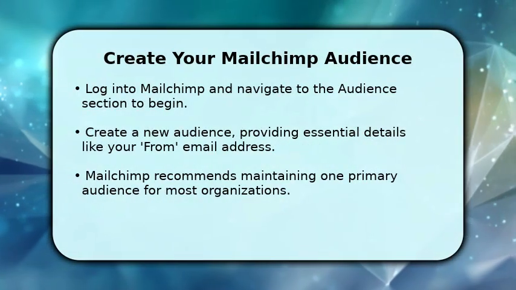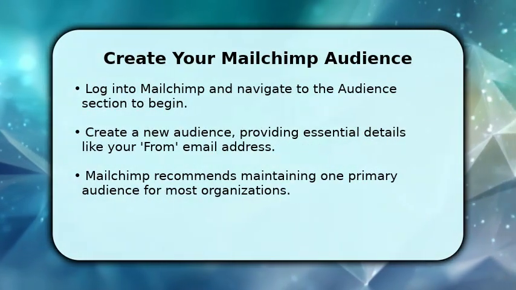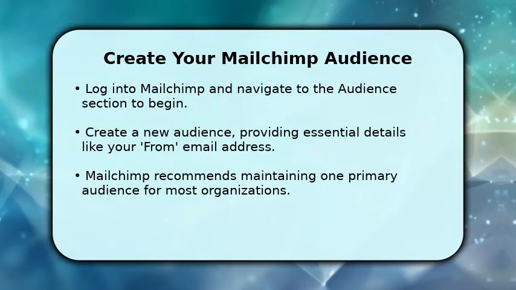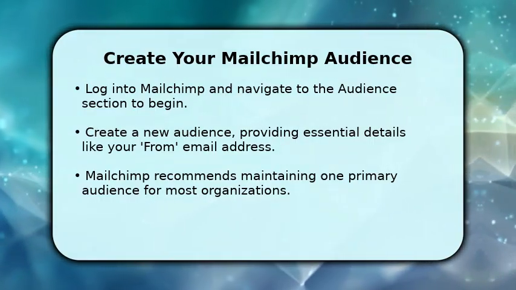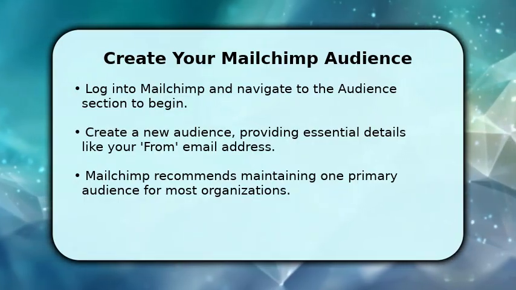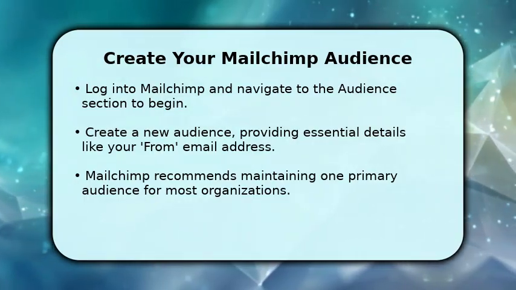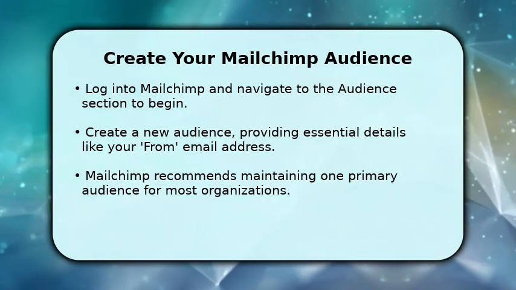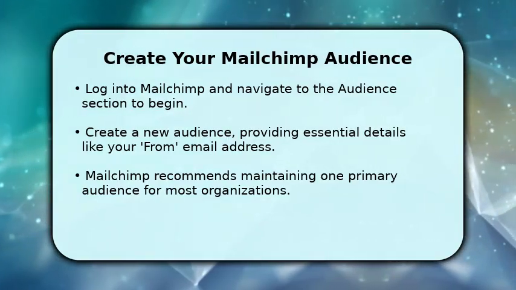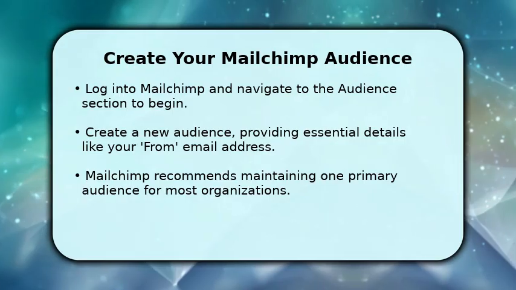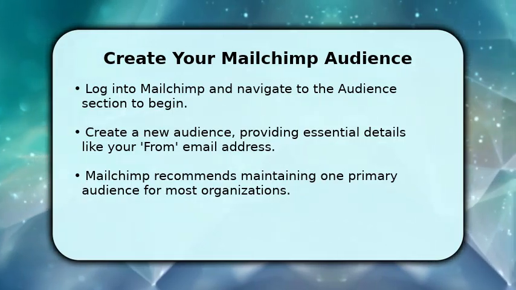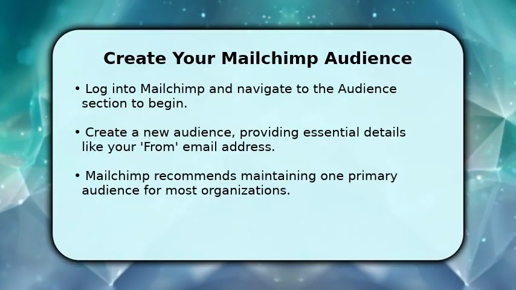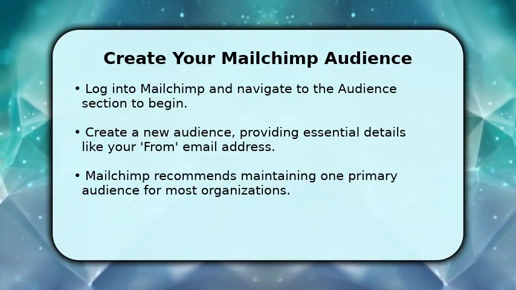First, let's set up your Mailchimp audience, which is where you'll manage all your contacts. After logging in, head to the Audience section and select Create Audience. It's best practice to have just one main audience, using tags and segments to categorize your subscribers. This keeps your data organized and allows for highly targeted campaigns. Remember to fill in your contact information, ensuring compliance with anti-spam regulations, and consider enabling double opt-in for better engagement.